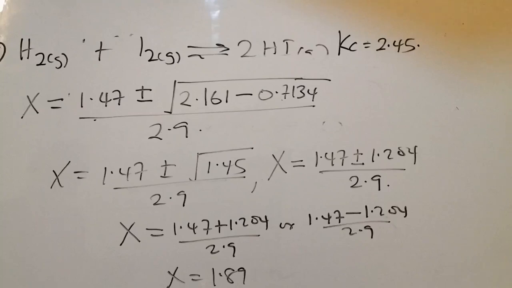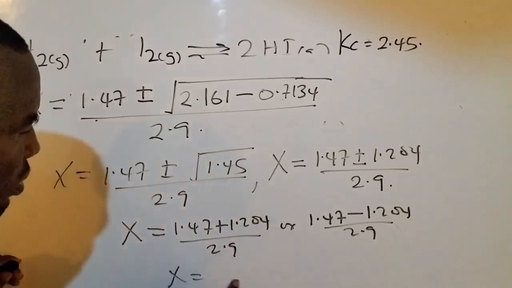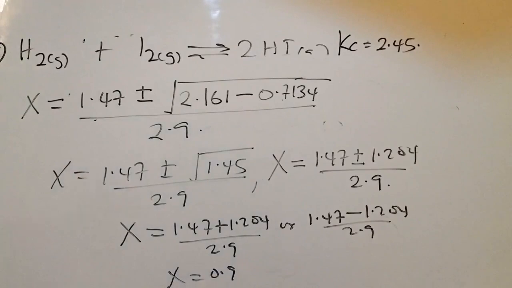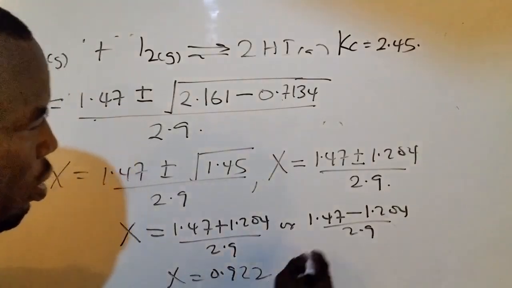So let's repeat the first one, to be sure. 1.47 plus 1.204 divided by 2.9. The error in that one, the answer is 0.9922. Let's correct the mistake for this one. 0.9922, sorry.